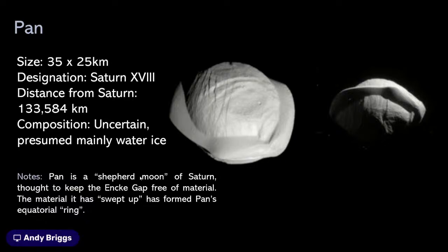So it's literally because the moon is acting as a sort of hoover, if you like. It's hoovering up this material, which settles on its equator and forms this incredible ridge around it.